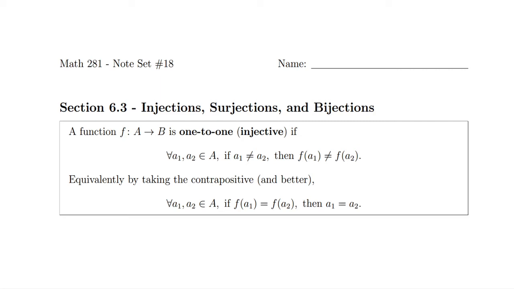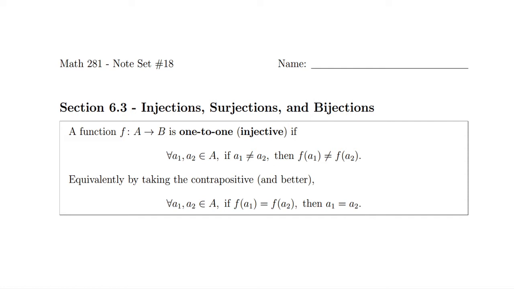Hi everyone, so today we're going to continue our discussion on functions, and we're going to specifically focus on functions that satisfy some additional conditions. So these special kinds of functions are called injections or one-to-one functions, surjections, which are also called onto functions, and bijections, which are sometimes called one-to-one correspondences, but most of the time we'll probably call that one bijection.